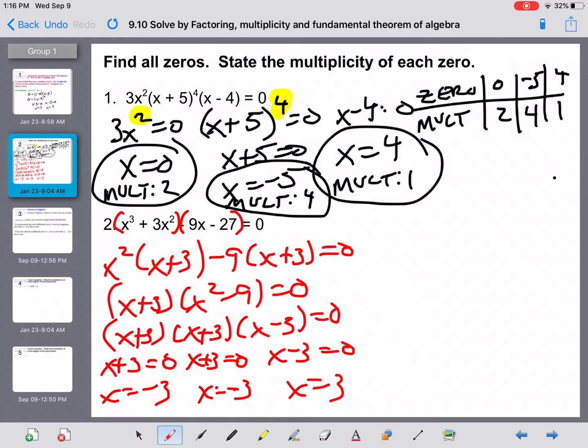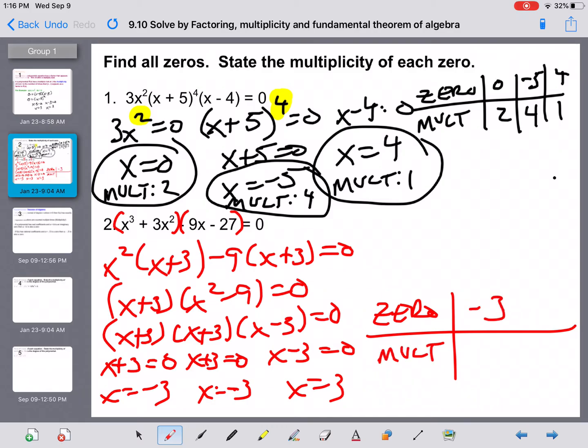When we write our chart, or if we were to write it all together, we would need to make sure that we say that negative 3 only happens 1 time in our chart or in our final answer, but it has a multiplicity of 2, and that 3 has a multiplicity of 1. So that's something that we need to make sure that we recognize, or else it is kind of defeating the purpose if you were to list it out multiple times as a multiplicity of 1.